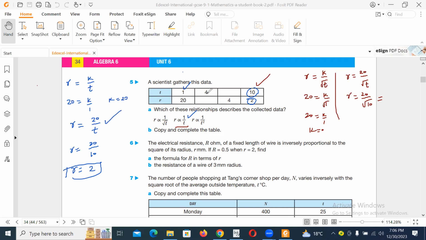For example, T is 4. So when T is 4, what is the value of R? R is equal to 20 over 4, so R is equal to 5. Here you will write 5.